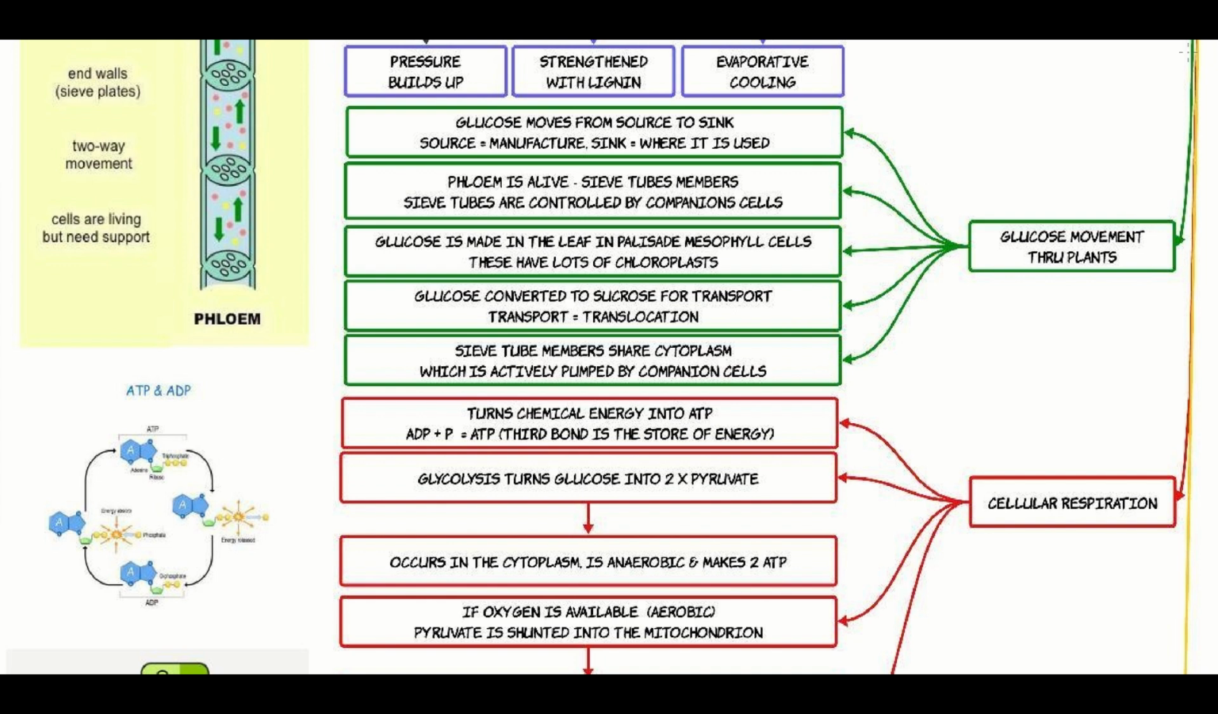Glucose is made in the leaf inside the palisade mesophyll cells and is converted into sucrose. The palisade mesophyll cells have lots of chloroplasts. As I said, glucose is converted into sucrose for transport, and the transport of this sucrose is called translocation. The sieve tube members share cytoplasm, which is actively pumped by the companion cells.